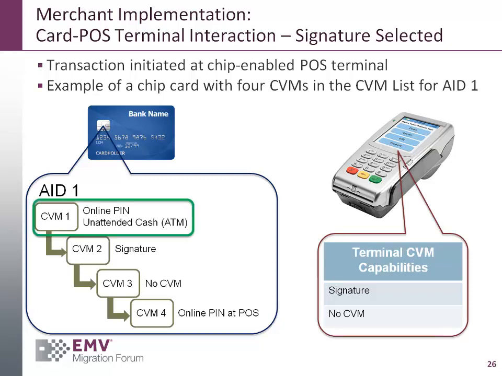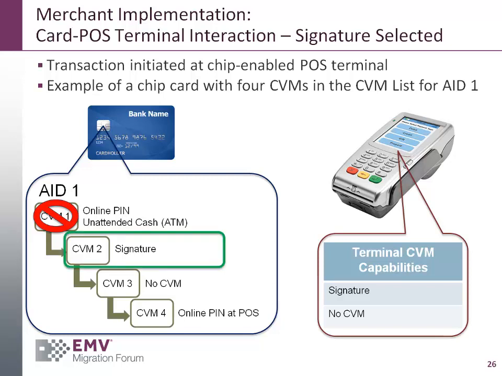The first CVM in the card's CVM list is online PIN for unattended cash, in other words, at an ATM. But we are at a POS terminal, which does not support this CVM, so this CVM cannot be used for this POS transaction. The terminal then looks at the second CVM in the card's CVM list, which is signature. The terminal does support signature, so there is no need for the terminal to look further down the card's CVM list. Signature will be used for this transaction.